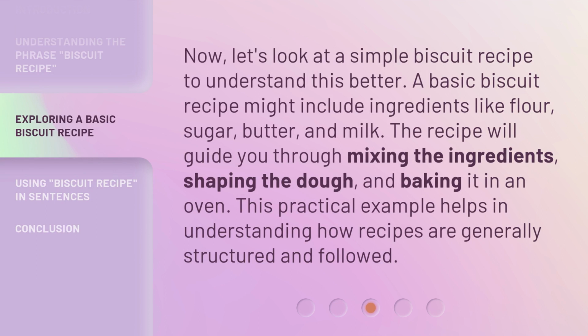Now, let's look at a simple biscuit recipe to understand this better. A basic biscuit recipe might include ingredients like flour, sugar, butter, and milk. The recipe will guide you through mixing the ingredients, shaping the dough, and baking it in an oven. This practical example helps in understanding how recipes are generally structured and followed.